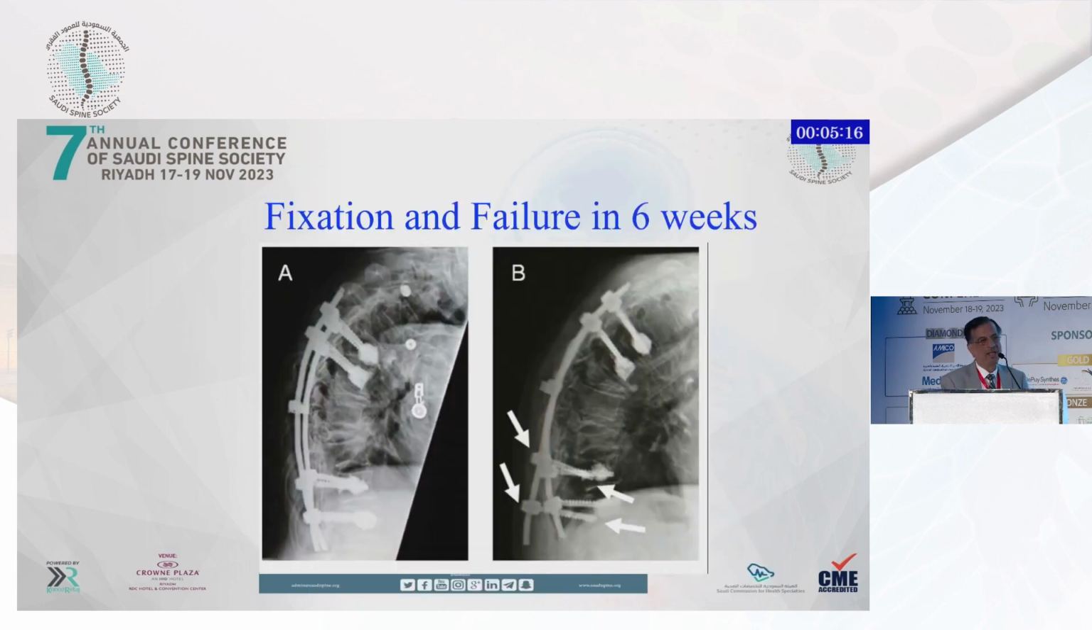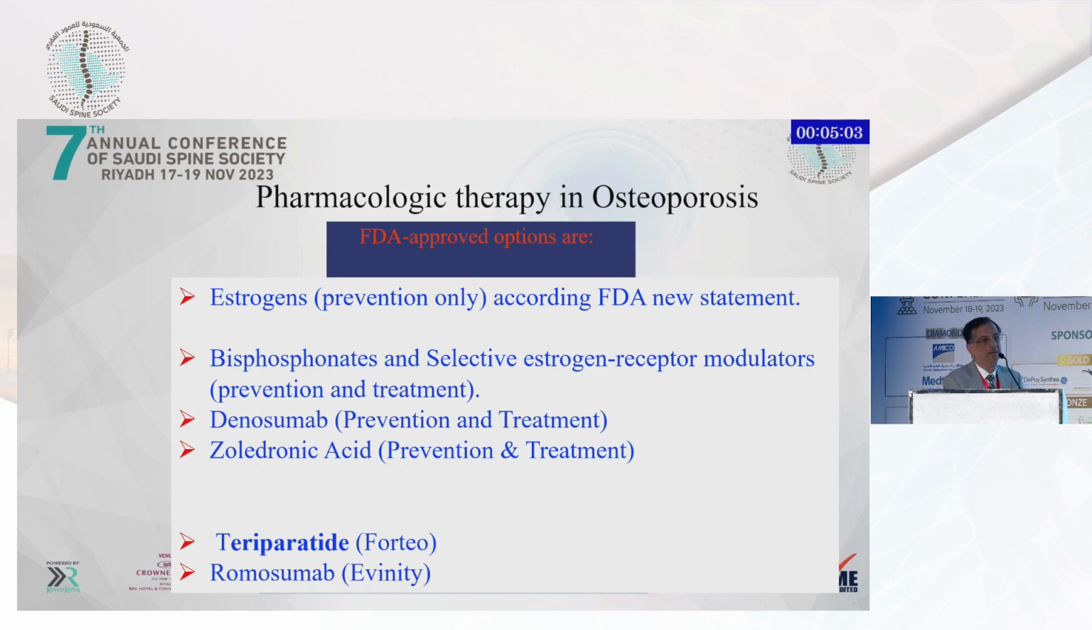Now, this is another patient where the patient was treated early without any proper investigation and treatment for osteoporosis. The screws cut out in about 6 weeks' time. Now, because of the lack of time, I'll go a little bit faster.